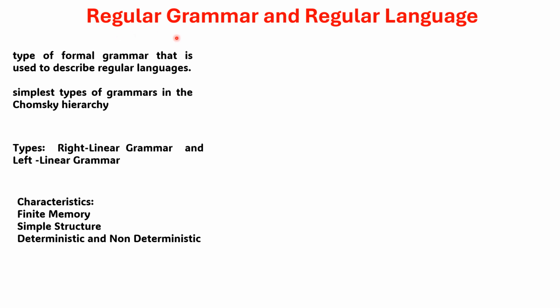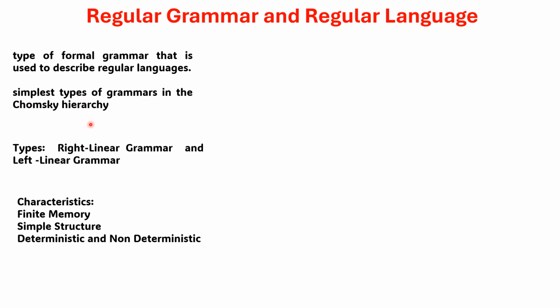Regular grammar and regular language. Already we know what grammar is. Grammar is used to describe a language, and we can use production rules to create the language. It is also one type of formal grammar that is used to describe the regular language. We have different types of grammar also. It comes under type 3, the simplest type of grammar in the Chomsky hierarchy.